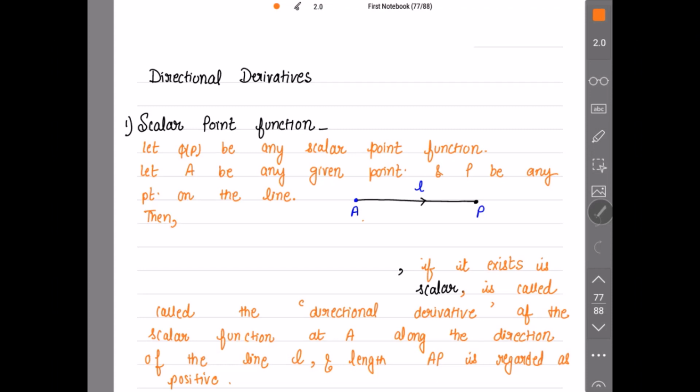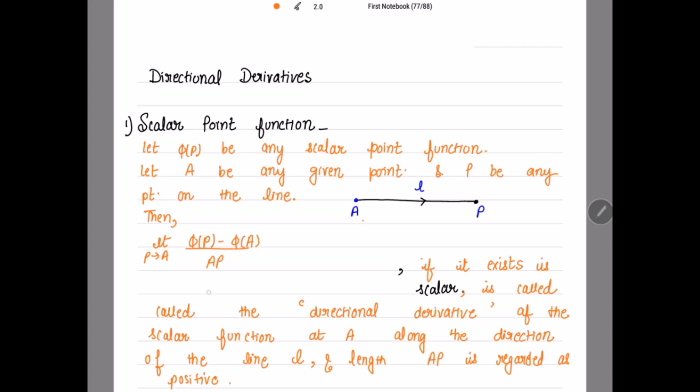Directional derivatives. First one is for the scalar point function. Let phi P be any scalar point function. I have taken a point A, any given point, and there is another point P on this line L, right? Then if I take the limit P tending to A, phi P minus phi A, their difference, upon this distance AP.